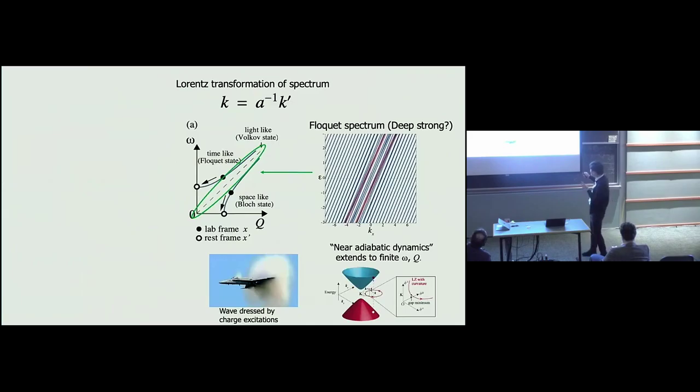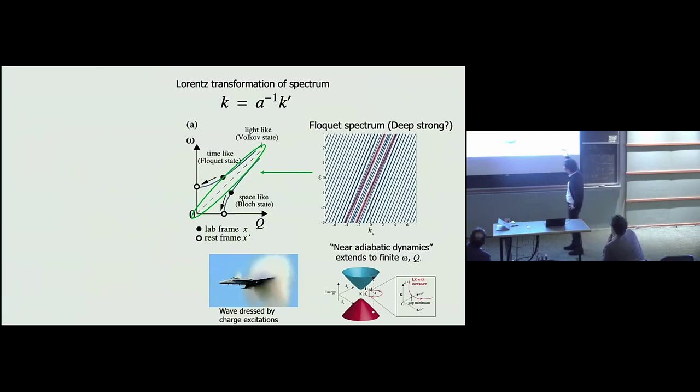Again, what's happening around this Volkov state or this light-like state here? All the bands are folded infinite times. So many band foldings take place. This is a situation very similar to this supersonic situation.